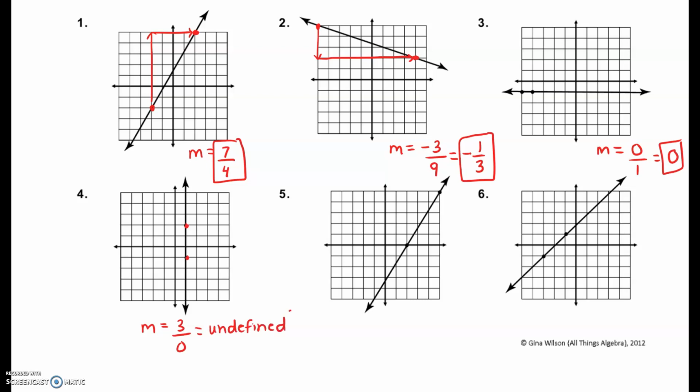And you do actually have to write this word as the slope of a vertical line. We can't leave it as 3 over 0. I want you to know that that is undefined, and that's what we represent the slope as.